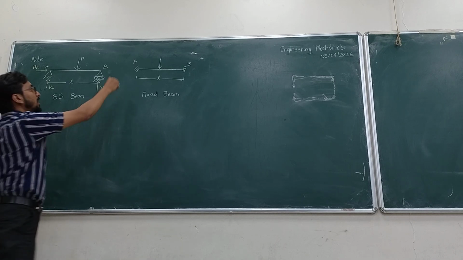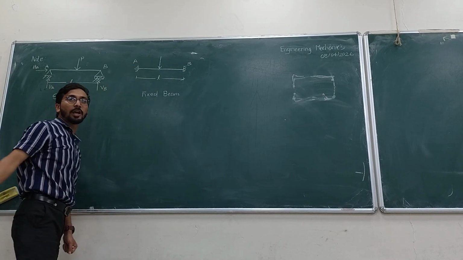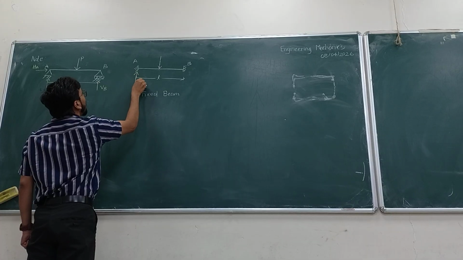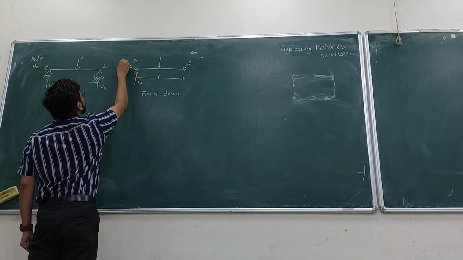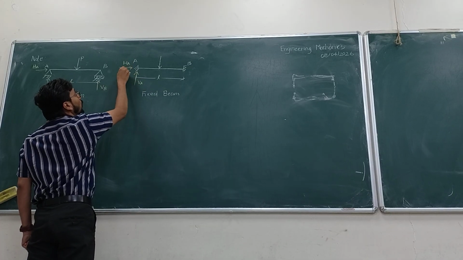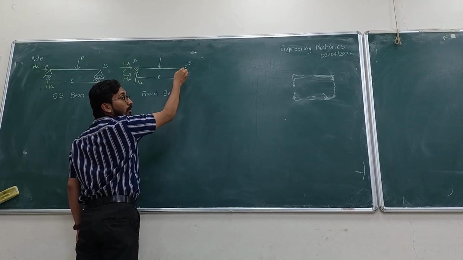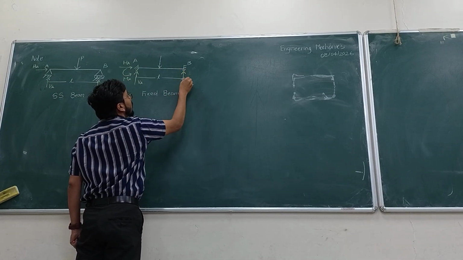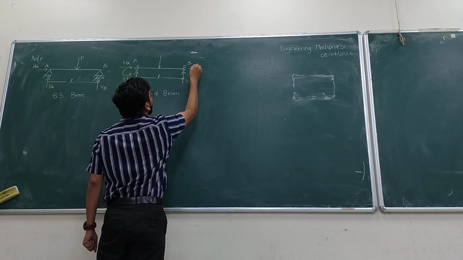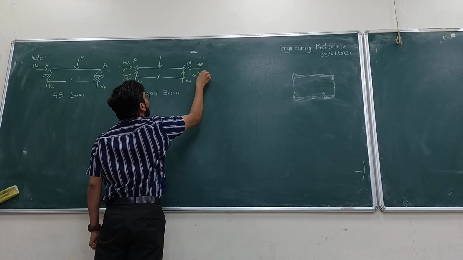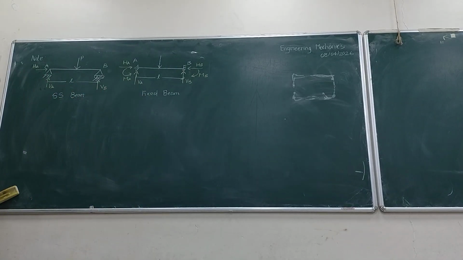Okay. What type of support is support A in the fixed beam? Fixed. How many reactions are there? VA, HA, and moment MA. What type of support is B? Fixed. How many reactions? Three: VB, HB, MB. Yes or no?